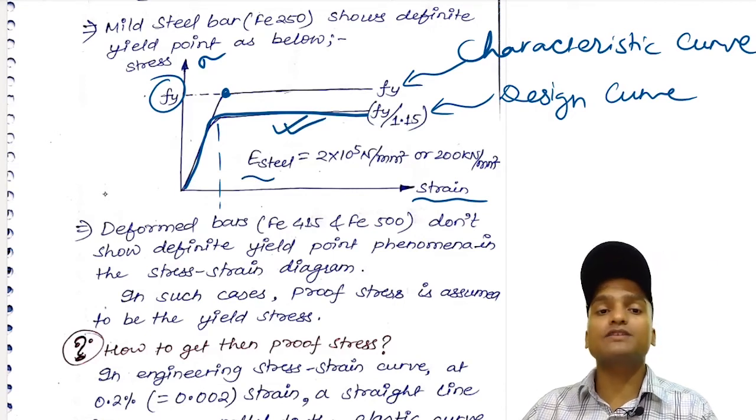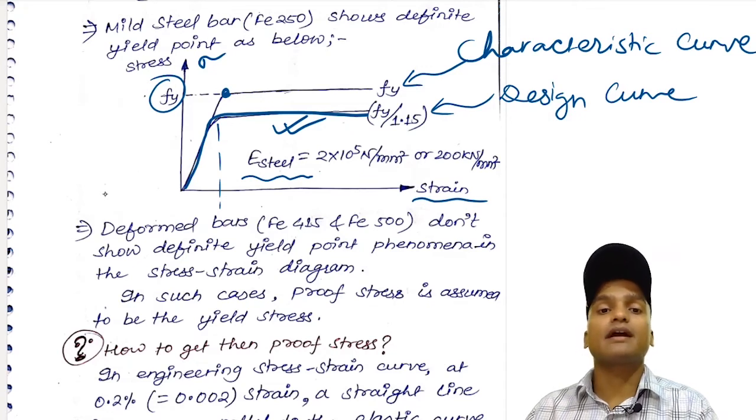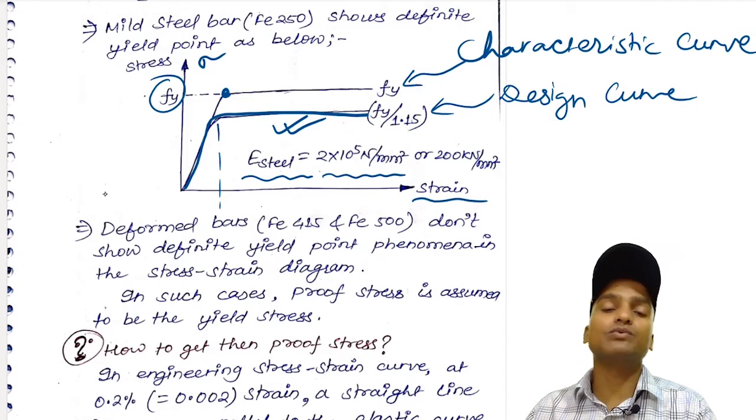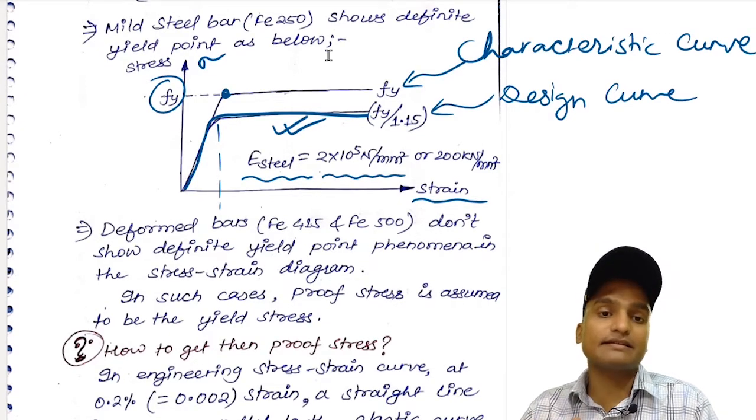And as per the IS code, the elastic modulus of steel is a constant, and it is equal to 2 into 10 to the power 5 Newton per mm square, or 200 kilonewton per mm square. So this is the process of getting the design curve in mild steel.